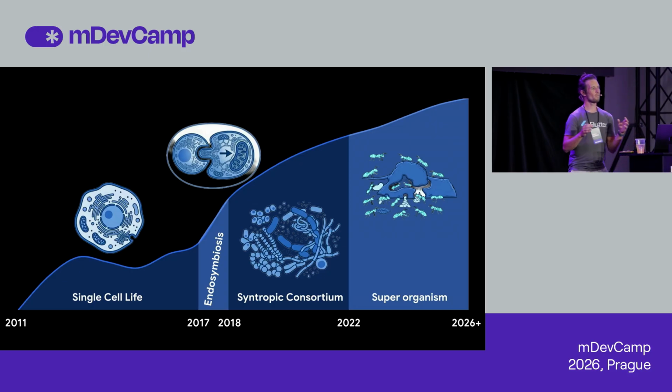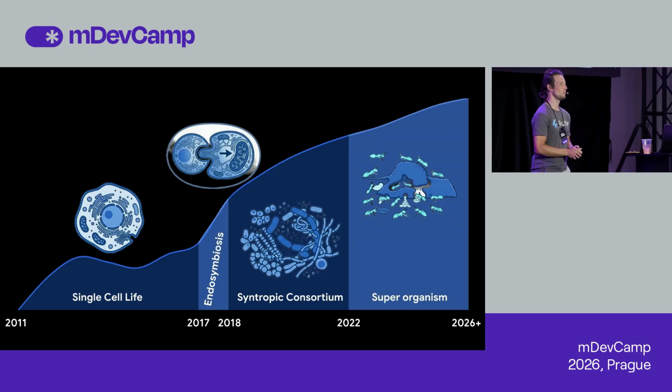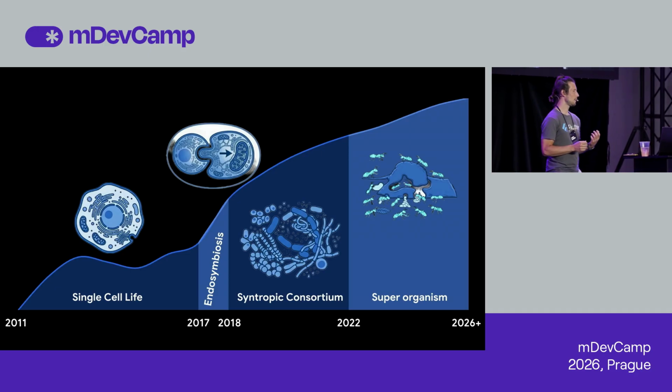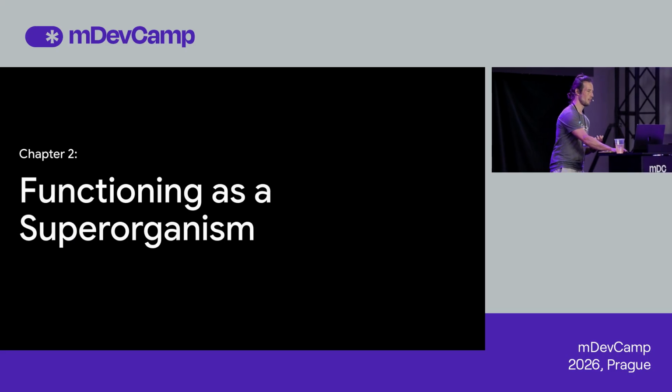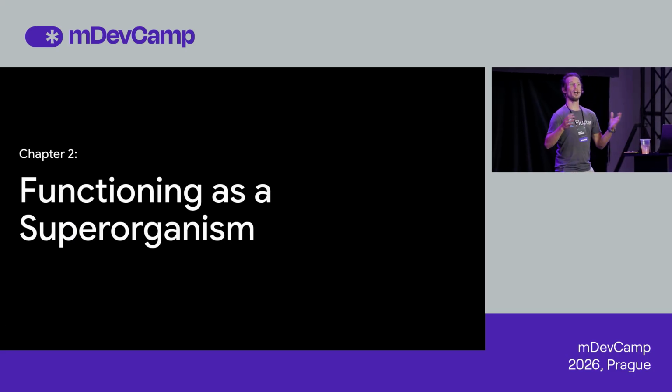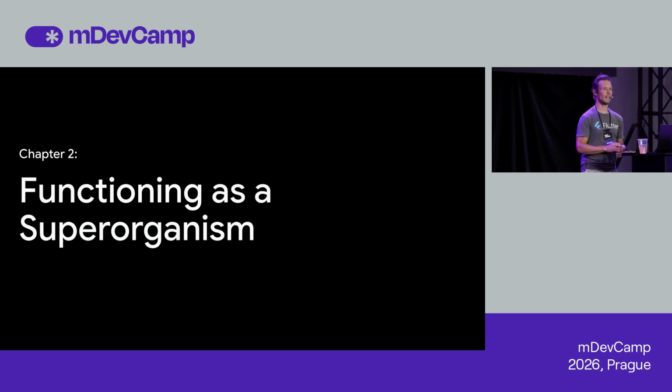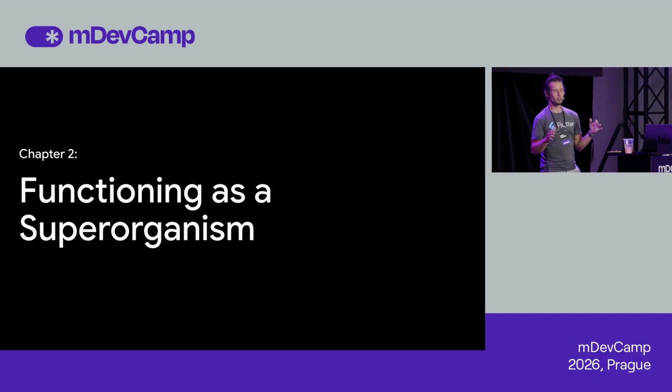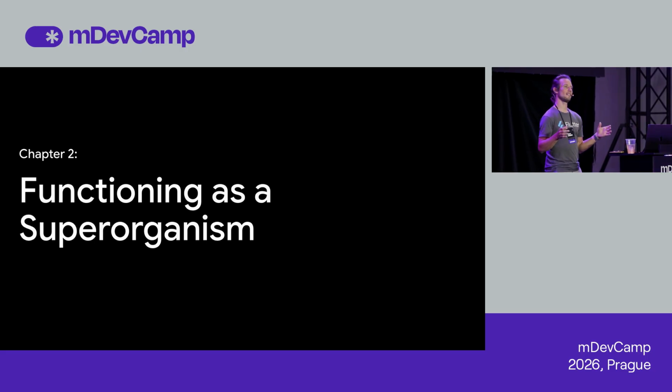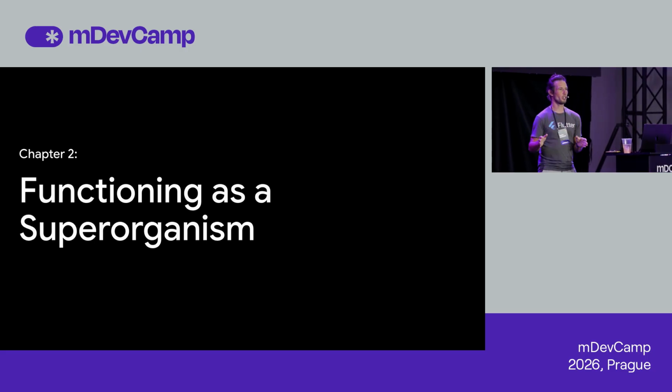So my observation, or my opinion, is that we are a superorganism. And if we are a superorganism, then the next question is, what is the best way for us to function as a superorganism? And in order to function as a superorganism, we need to understand that our software structure and our communication patterns, they have a relationship.